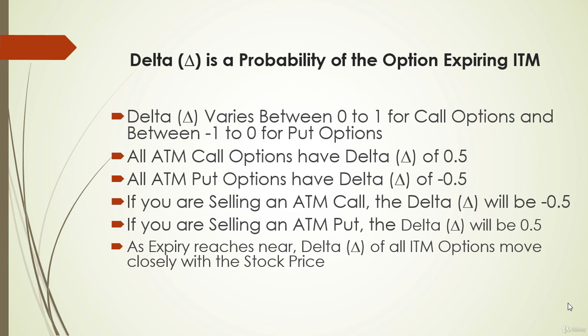It means all the bought calls have positive delta, all the sold calls have negative delta, all the bought puts have negative delta, and all the sold puts have positive delta. As expiry reaches near, delta of all the in-the-money options moves closely with the stock price, as there is no time value left when expiry is very close.